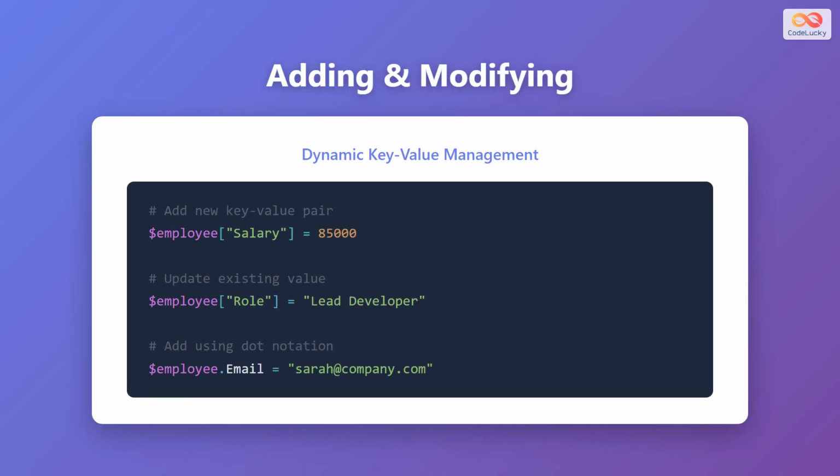Hashtables are dynamic, meaning you can add new key value pairs or modify existing ones after creation. To add a new pair, simply assign a value to a new key, like $employee["salary"] = 85,000. To update an existing value, use the same syntax with an existing key. You can also use dot notation for both operations, such as $employee.email = "sarah@company.com".